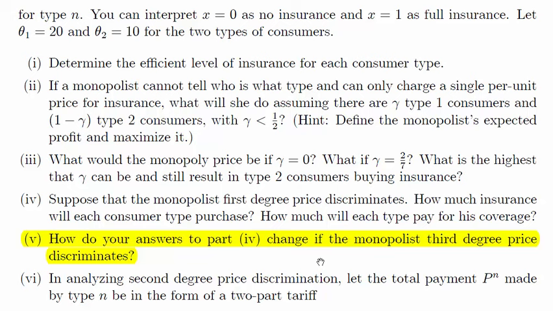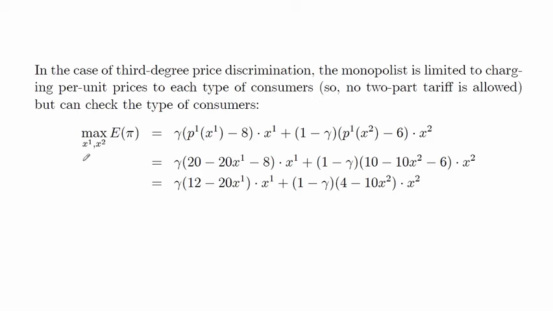So we have to understand first the major difference between the first degree price discrimination and third degree price discrimination. Okay, so let us discuss it. In the case of third degree price discrimination, the monopolist is limited to charging per unit prices to each type of consumers. So no two-part tariff is allowed. But the monopolist can check the type of consumers.